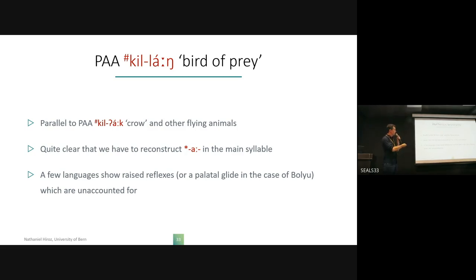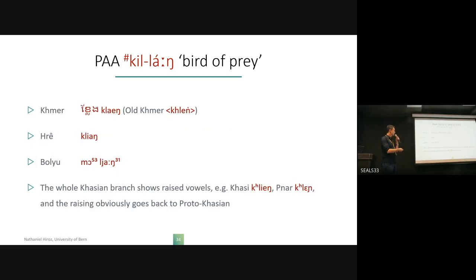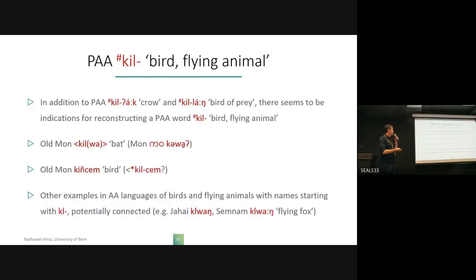Again, there's no question that we need to reconstruct a long *aː, but here we have a few languages that have raised reflexes. Khmer again, and other languages, and Bolyu has this glide here, which is difficult to account for if we didn't have an *e in the first syllable, and then the whole Katuic branch also has a raised reflex. So in Katuic, it goes back all the way to the proto-language.